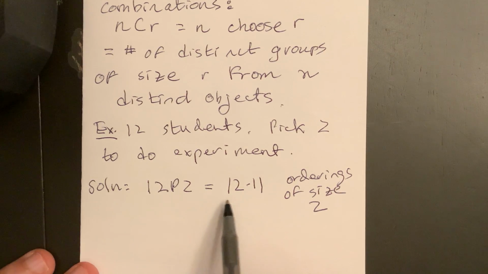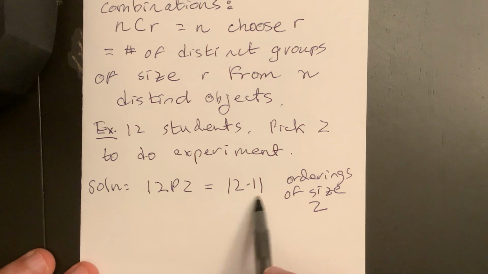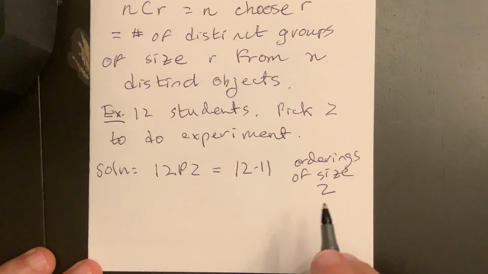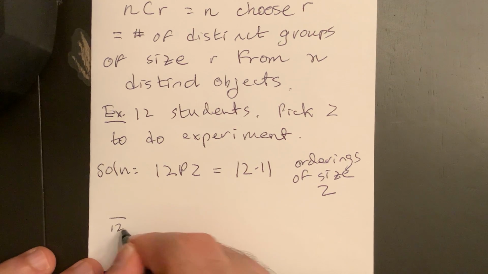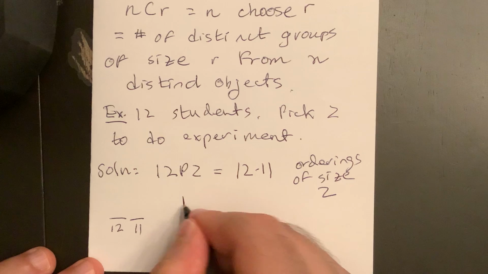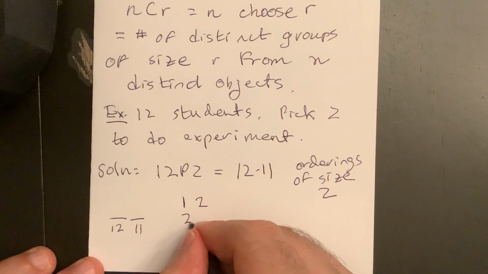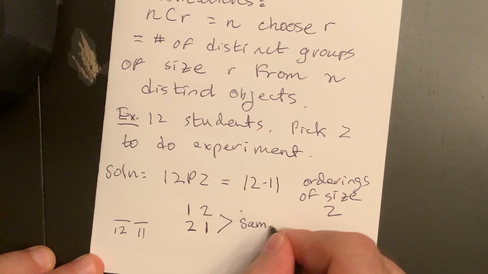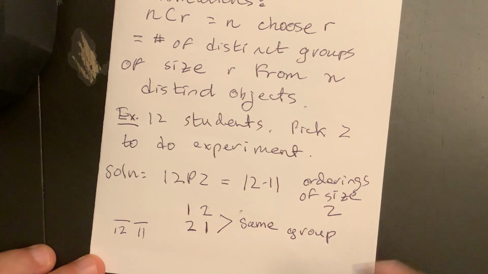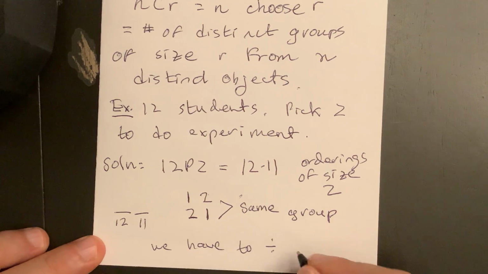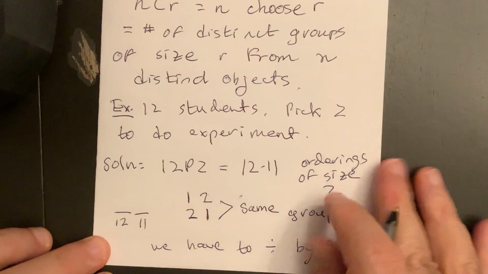But this is double counting, because, for example, say each student is given a number, 1 through 12. Well, then there are 12 possibilities here, right? And then for each, there would be 11 here. But that means that if I'm counting 1, 2 as a possibility, there would also be a 2, 1. And these are the same. So these are the same group. Right? So we have to divide by 2 factorial, by r factorial.